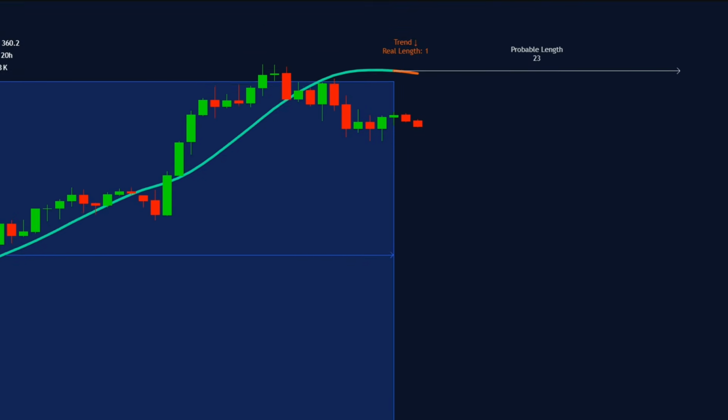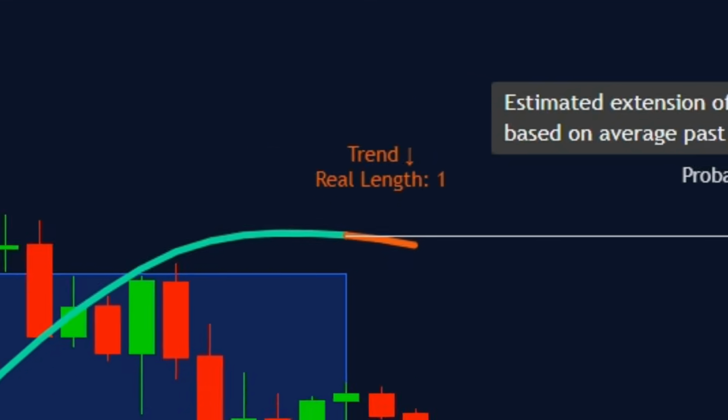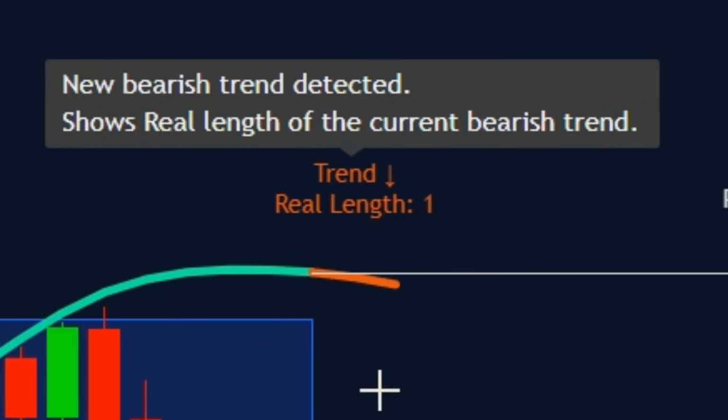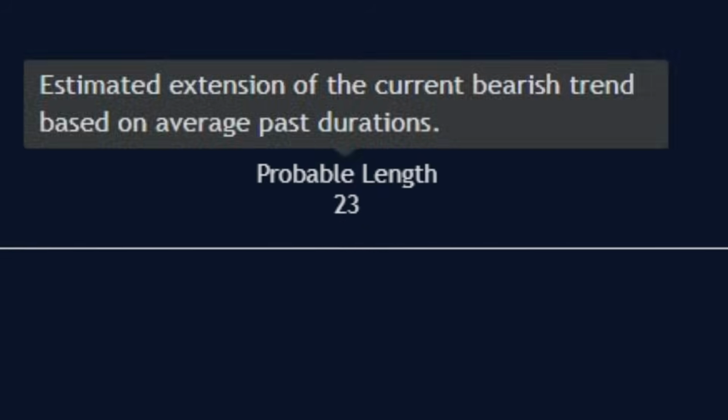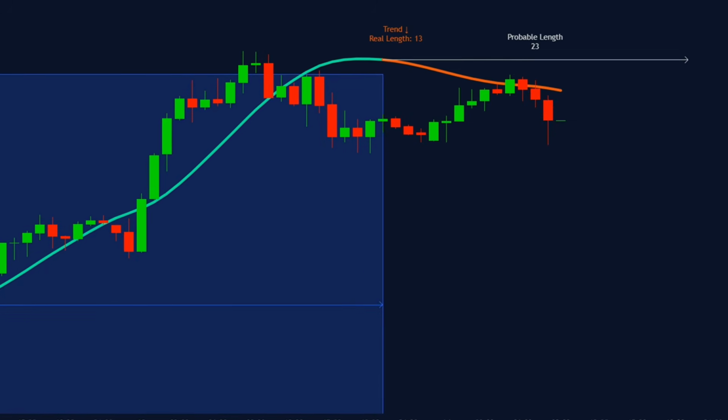Now, let's look at the flip side. Here we had another bearish trend starting. The indicator has identified the reversal point, and once again, it has predicted the specific number of candles that the market is likely to drop by. In this case, the algorithm is forecasting a duration of 23 candles.